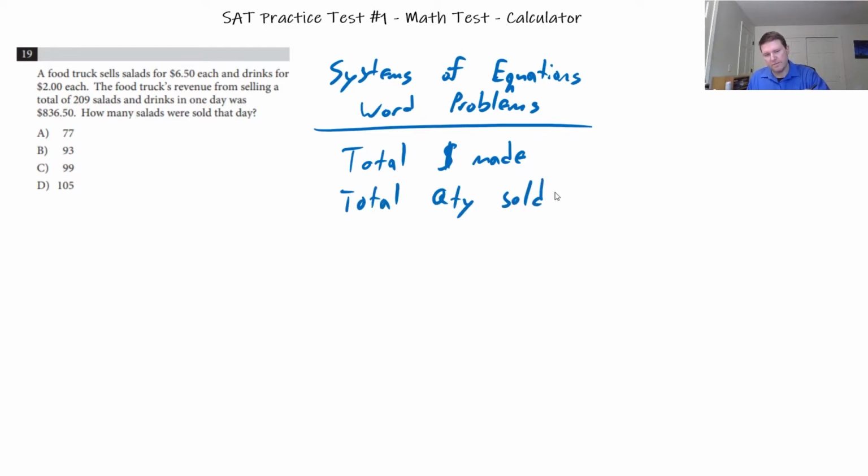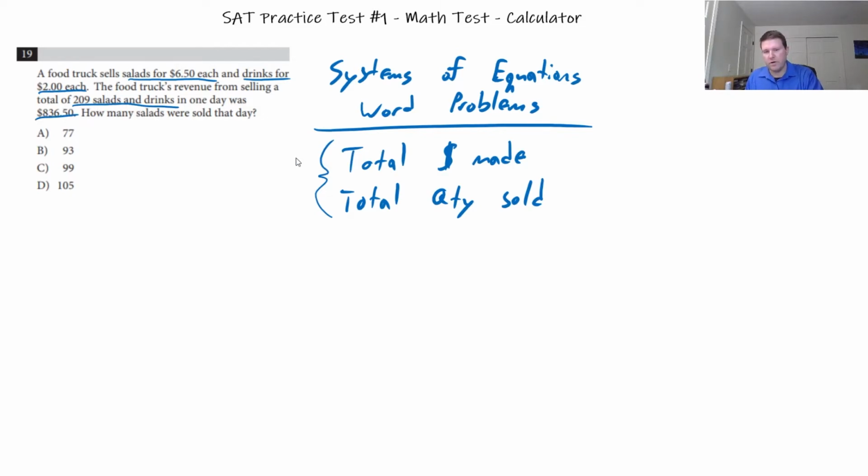And you'll see how this applies here. But yeah, those are the two equations we're looking for. Now, if you look here, they're selling the salads for $6.50 and drinks for $2. And then it says they sell a total of 209 salads and drinks, and they make $836.50.